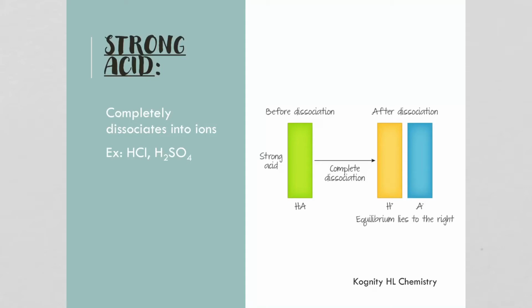So this would be the example. We have our strong acid before dissociation, and then after dissociation, it's all broken apart into hydrogen ions and the anion. We'll learn about equilibrium in our next course in chemistry, but basically it all breaks down into those two ions and it remains to the right. So this reaction is complete. Some examples of strong acids would be hydrochloric acid and sulfuric acid.